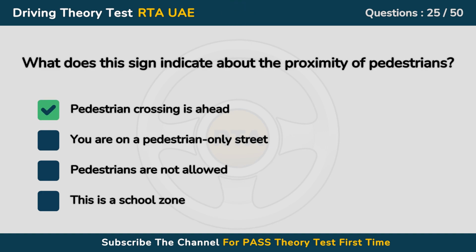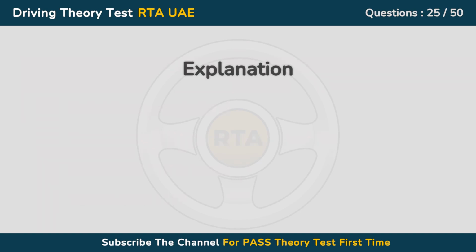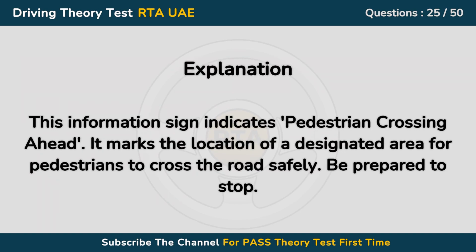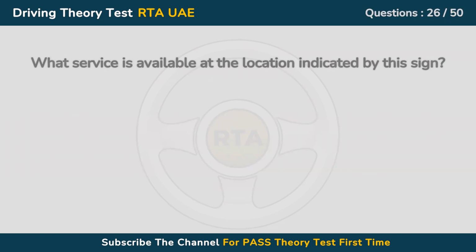Answer is A. Pedestrian crossing is ahead. This information sign indicates a pedestrian crossing ahead. It marks the location of an area for pedestrians to cross the road safely. Be prepared to stop.